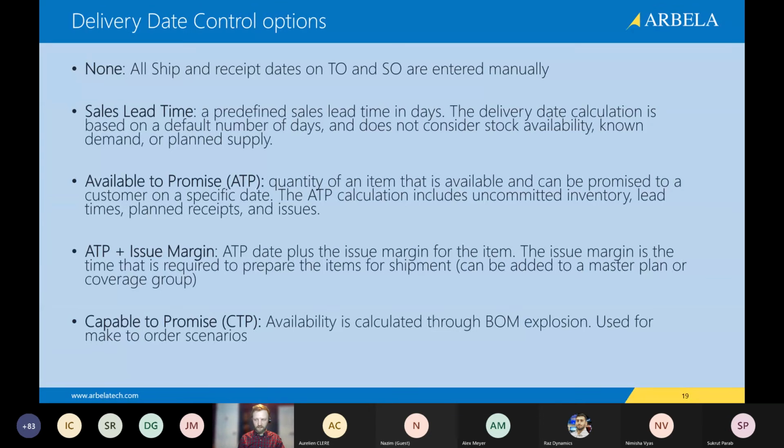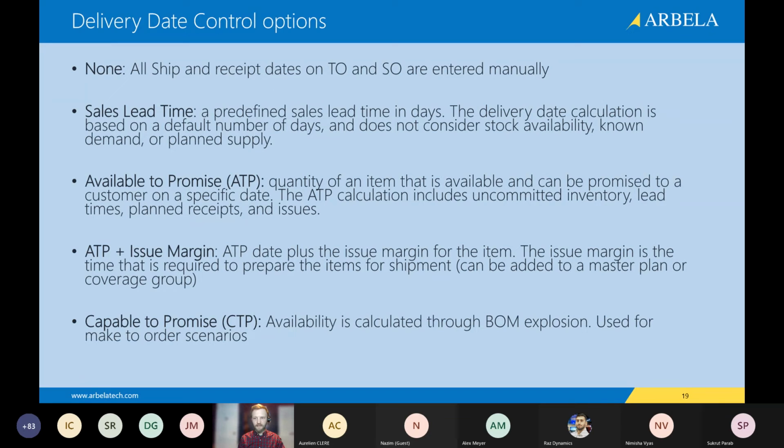The simplest option is none. All ship and receipt dates on the transfer order and sales order are entered manually. If I create a new sales order line, the date is going to default to today's date, and I have to manipulate it. As you guys well know, there are ship and receipt dates, the date it leaves your warehouse, the date it's expected at the customer. Those would both default to the same date. Everything would be managed manually if you use none as a delivery day control option.